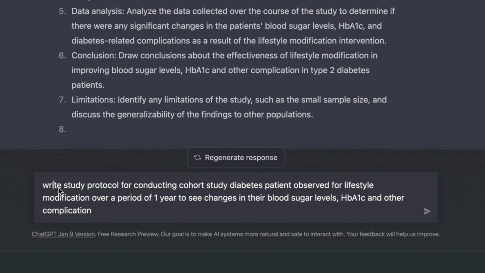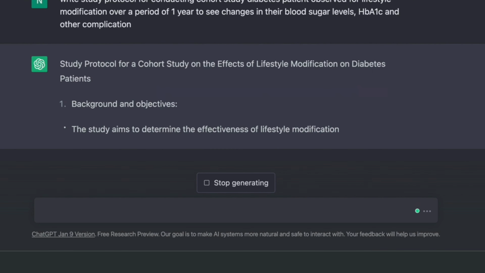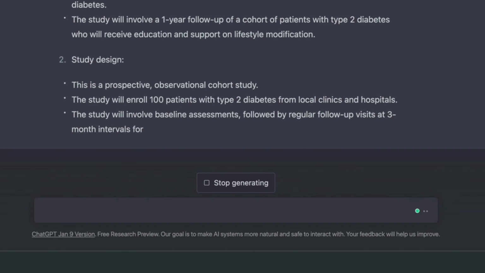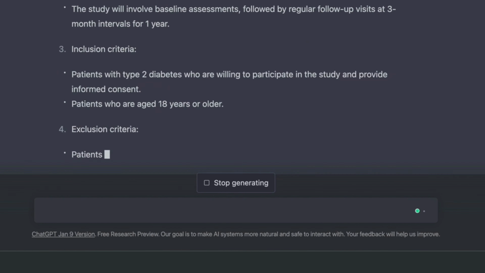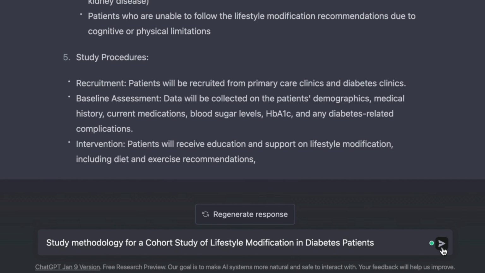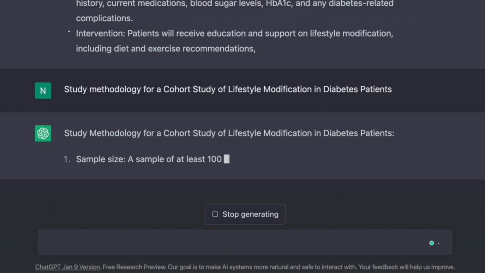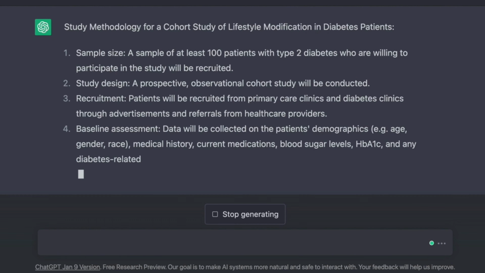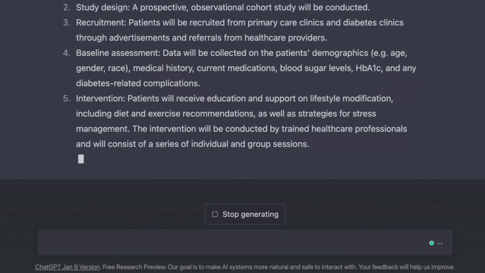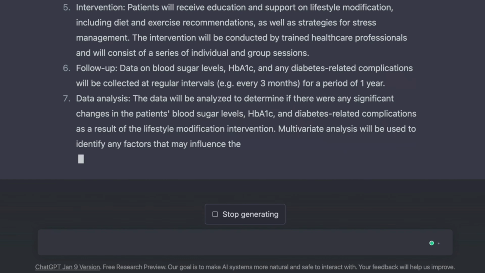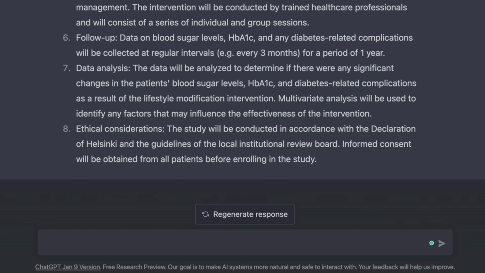And finally, how researchers get juice out of ChatGPT. Let's explore. I asked ChatGPT to write down a protocol for a cohort study on lifestyle modification and diabetes mellitus, but it could not complete it as it is a preview version. So we can break that down into various steps, like write a methodology for a cohort study on diabetes mellitus and lifestyle modification. And surprisingly, it wrote a very good methodology part for the cohort study. So we can break down our question into small parts to get the best answer.